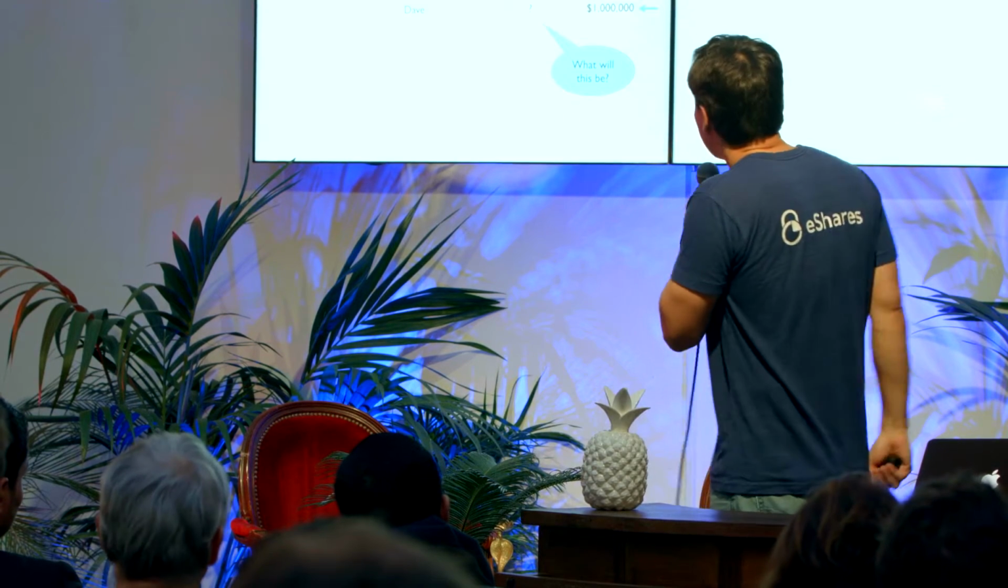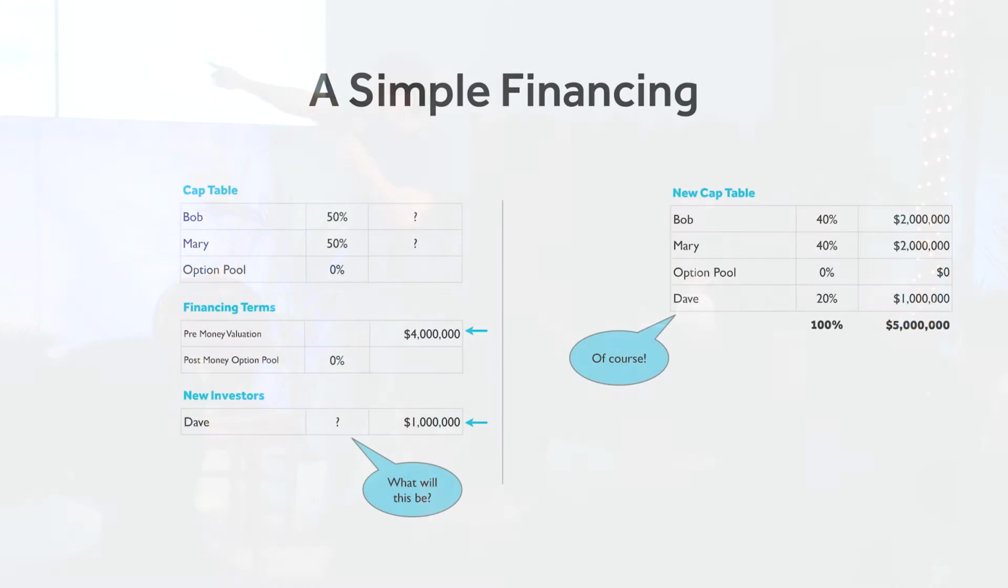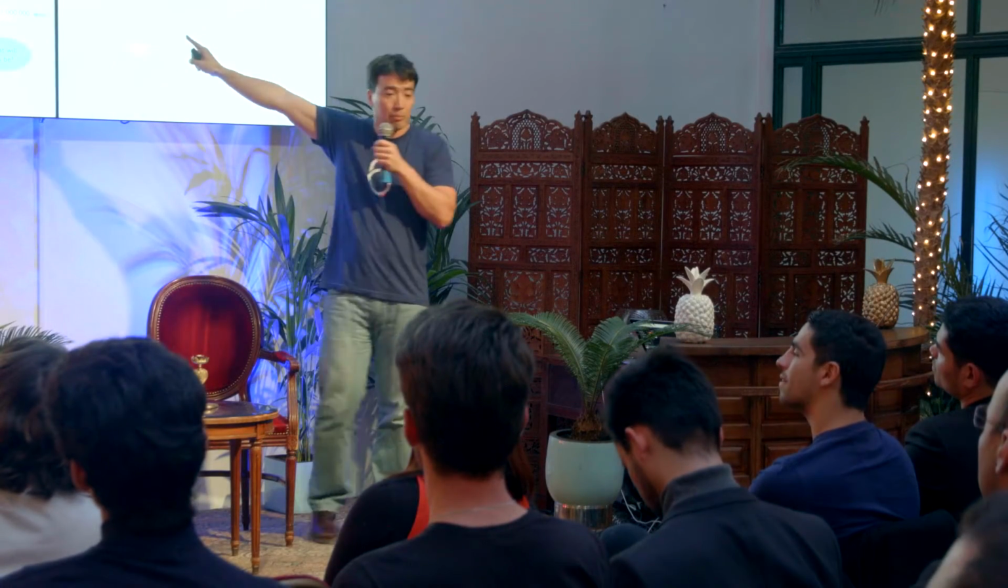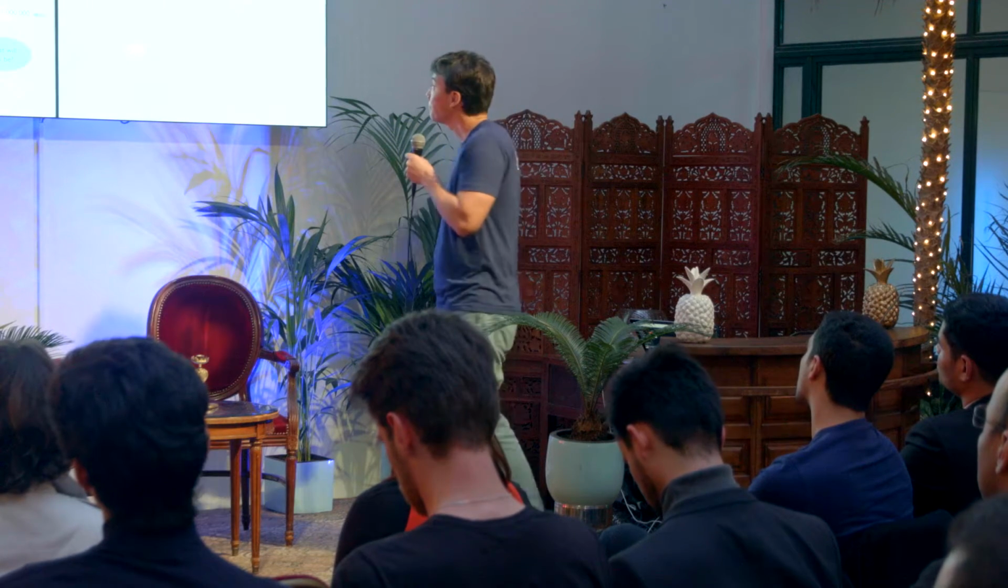Okay, so let's talk about a simple financing. Bob and Mary up here are founders. They decide to split the company. They start a company and both own 50% of it. They decide to invite an investor in, Dave, who's going to invest $1 million into this company. They negotiate what's called a pre-money valuation of $4 million. So Dave says, I'm going to put in $1 million, and I value your company today at 4.